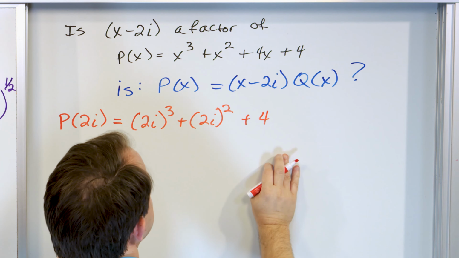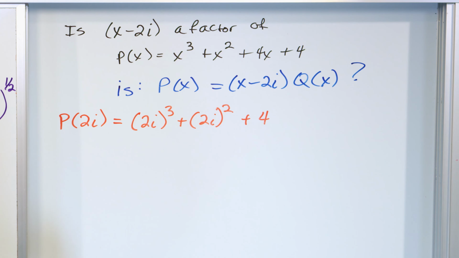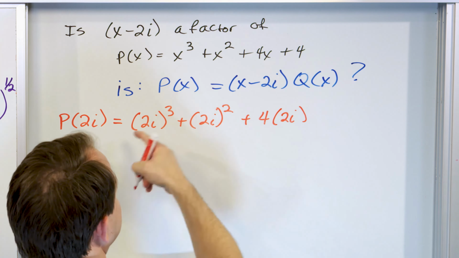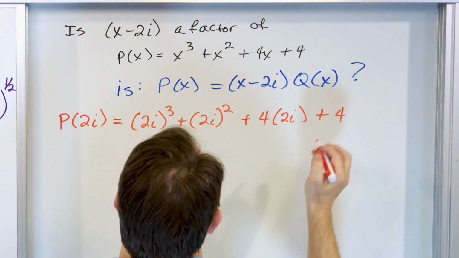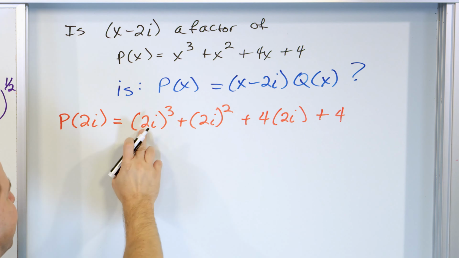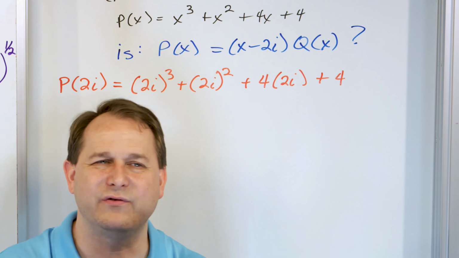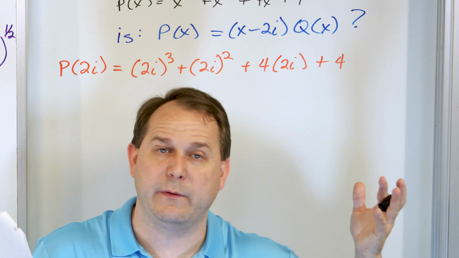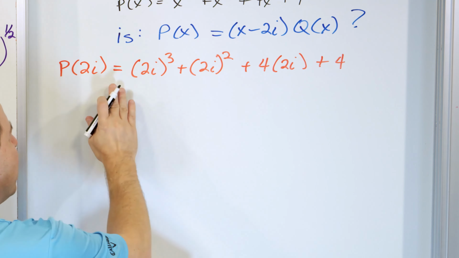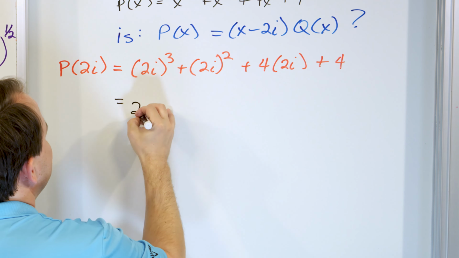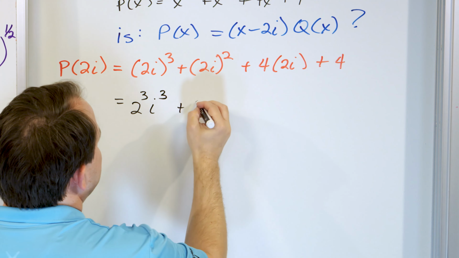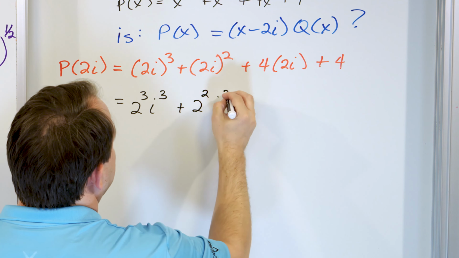Let me think of the right way to do this. Then I have 4, then I have 2i. Everywhere I have an x, I have to stick a 2i in there. And then I have 4. All right, so now I need to think. When you have 2 times i, it's the same as 2 times x. When you have the whole thing raised to a power, the power goes in and applies to everything on the inside. So what you really have here is 2 to the third power times i to the third power. And what you have here is 2 squared times i squared.